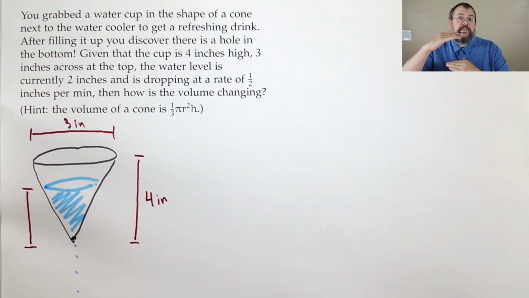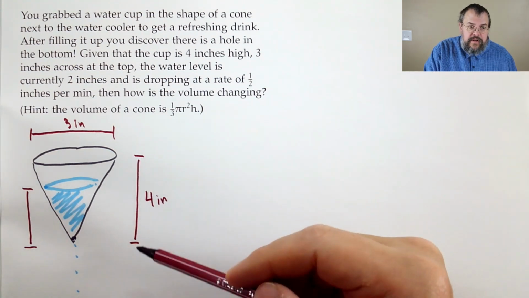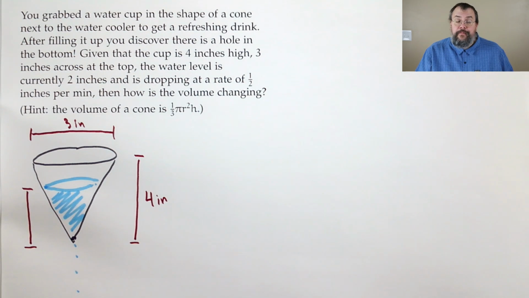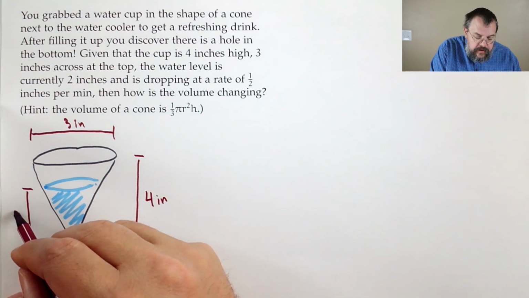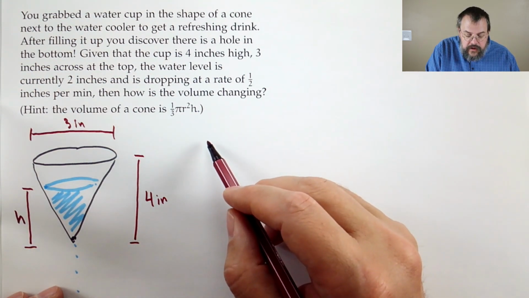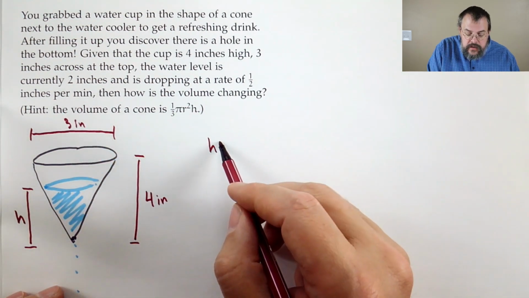See, the 4 inches is fixed. That's inherent to the cup. It has nothing to do with the water. It's always going to be 4 inches up and down. This depth is changing. So let's give it a name. Let's call it H. And think of it as the height of the water. So what do we know? We know that our height is 2 inches.